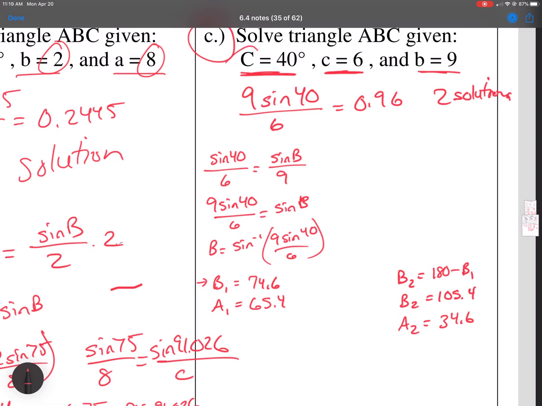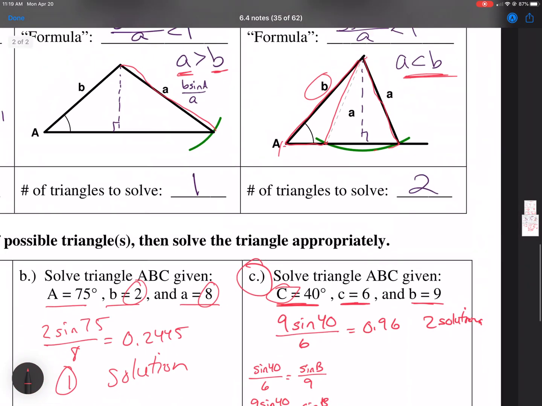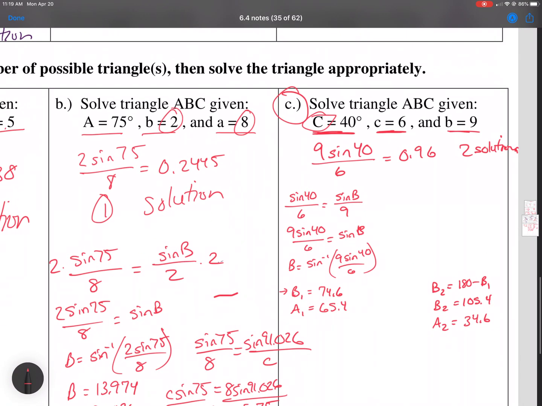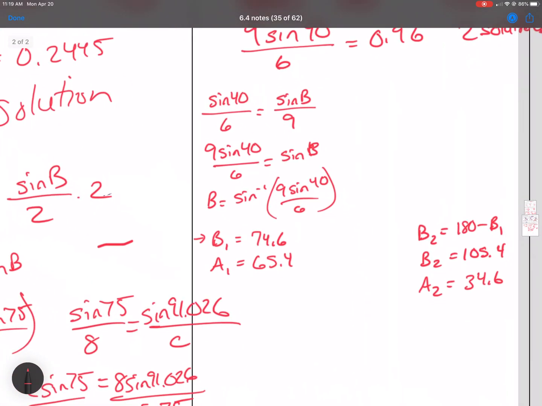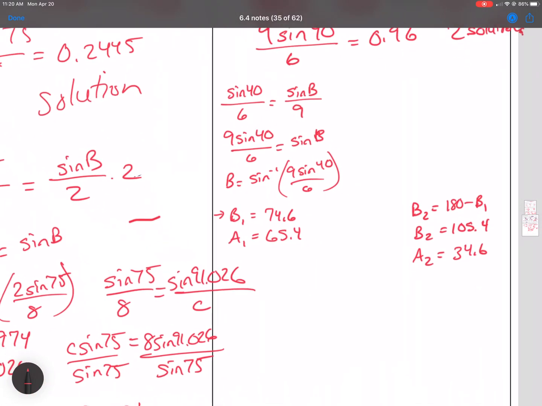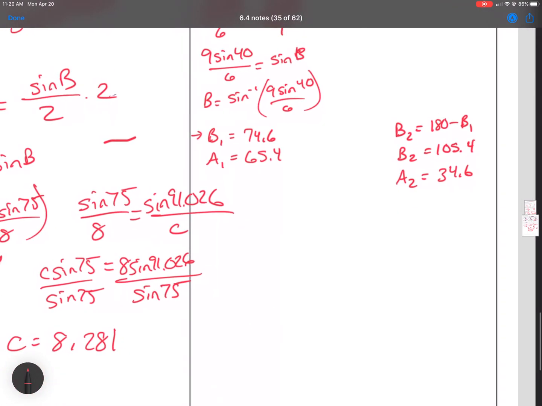Notice that angle C from our diagram, this angle and this side stayed the same, and this side stayed the same. So your given information will be the same in both triangles. You'll just be trying to find the missing information that's different. So that's why it's okay to use A1 and B1 and C for that one triangle, A2, B2, and C for the other triangle. So now we just need to find little a1 and little a2.